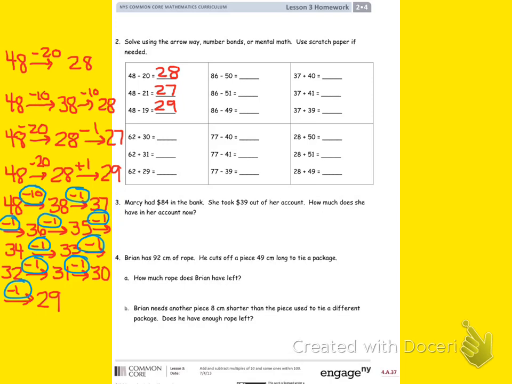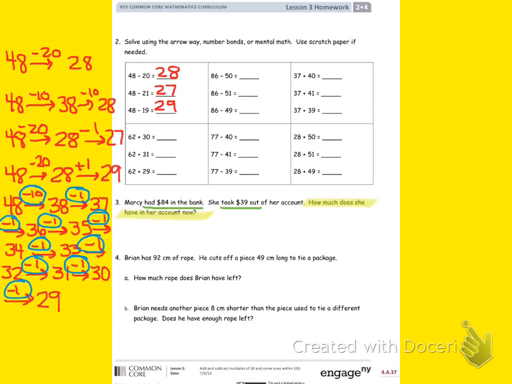Item 3. Marcy had $84 in the bank. She took $39 out of her account. How much does she have in her account now? Let's go ahead and underline the important details. She had $84 in the bank. She took $39 out. Now I will highlight the question. How much does she have in her account now? Doing this will help me to remember to answer the question that's being asked and to use the important details.